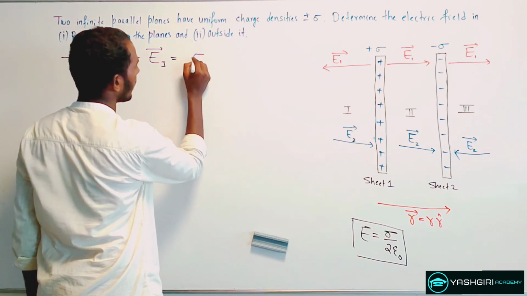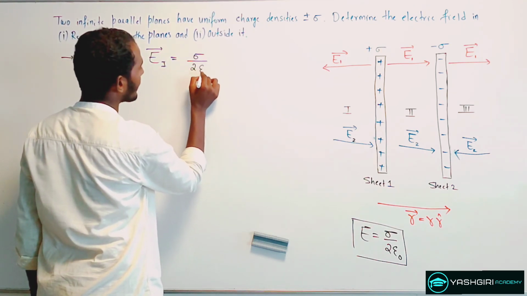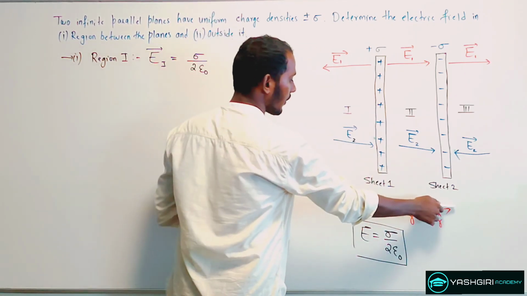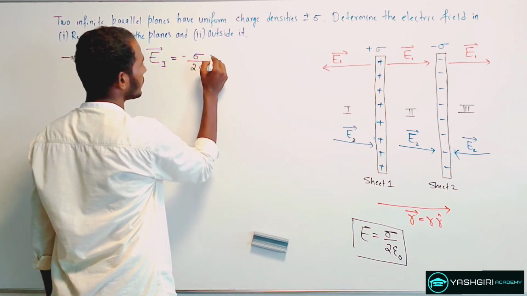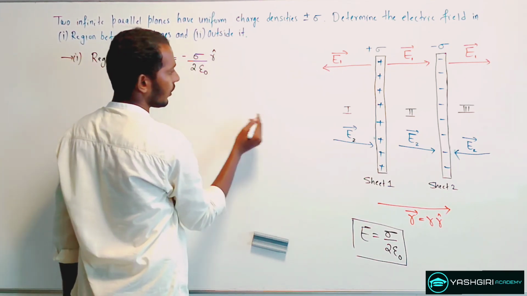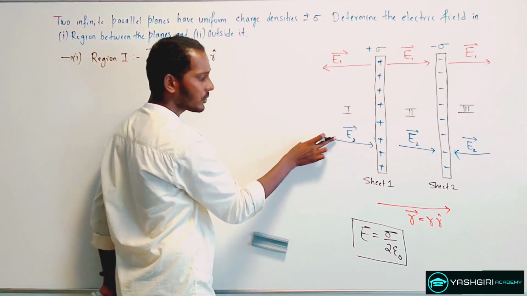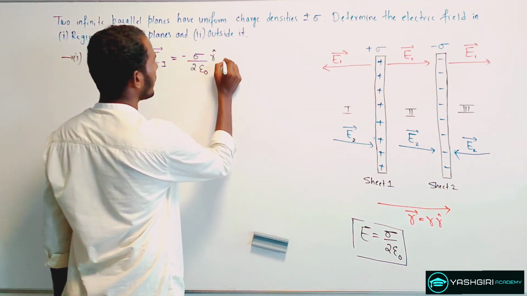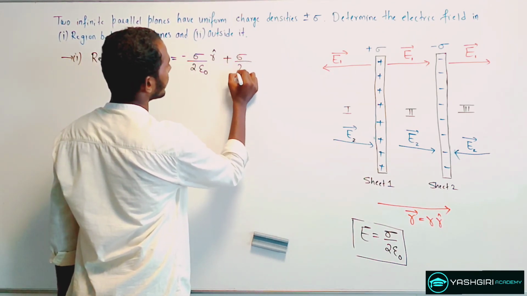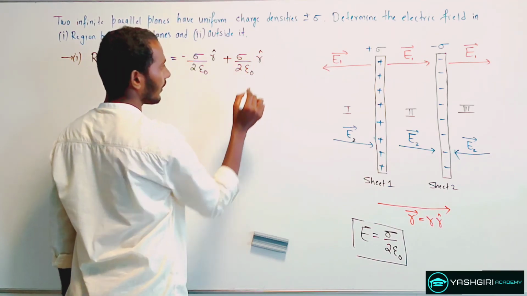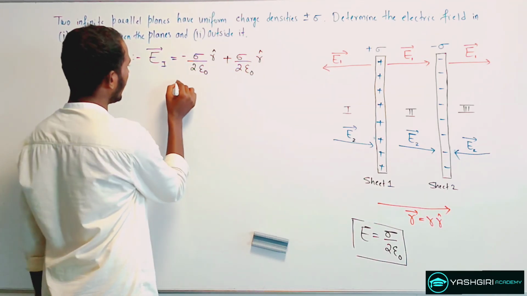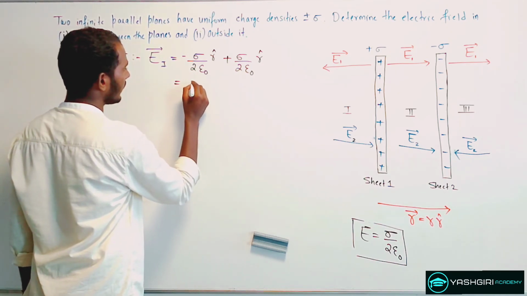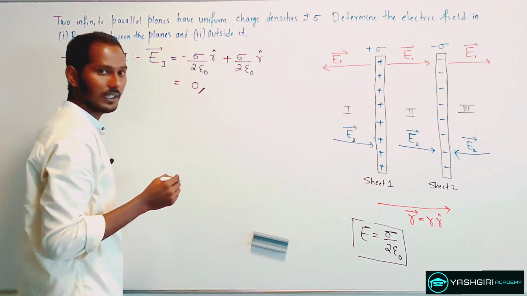So I'll be writing sigma upon twice the epsilon naught for this electric field E1, and it's pointing towards the left, while the reference is towards the right, so a minus into r cap. Now the addition of E2, it's pointing towards the right, and my reference vector is also pointing towards the right. So it will be a positive sigma by twice the epsilon naught into the r cap. Now if you just see this, the electric field in region 1 is 0.